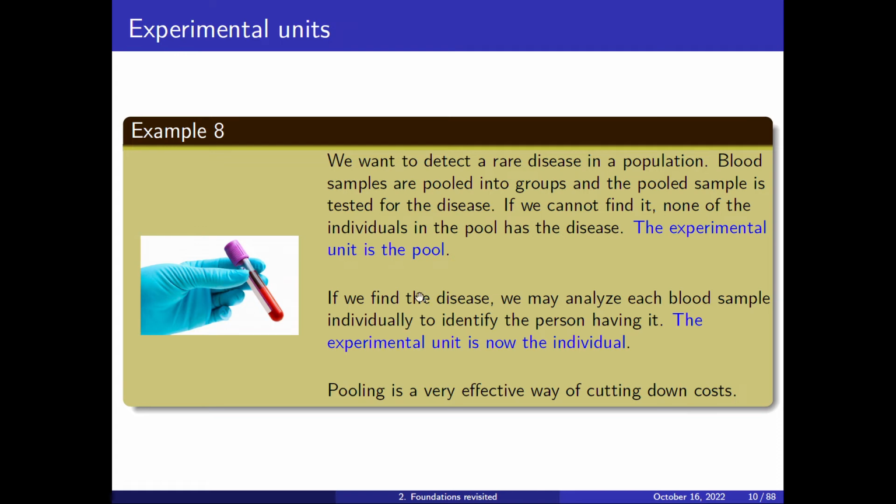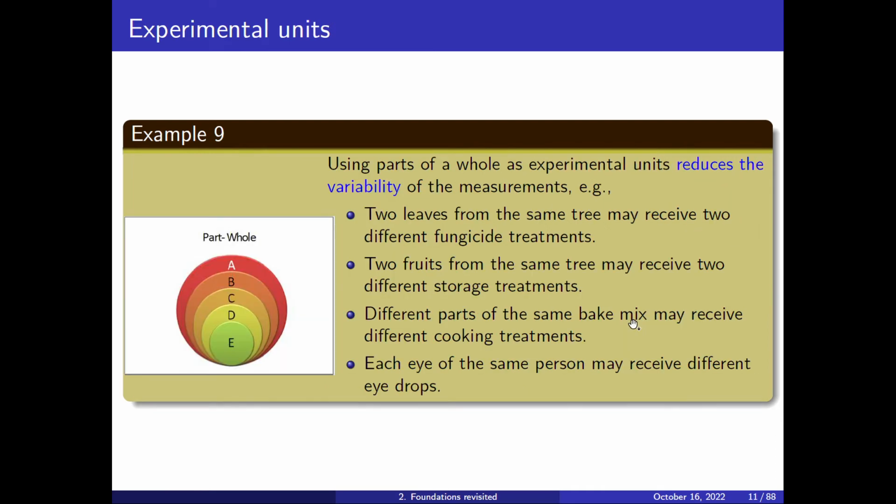And yeah, once you find the disease, then you would open the pool and make comparisons for each one of the individuals. So pooling is a very effective way of cutting down costs. And if you change, for instance, the analytical technique and you want to see if there are differences in their different sensitivities, then the experimental unit is the pool.